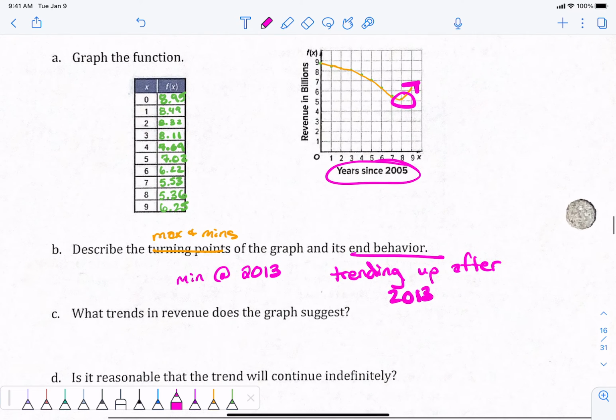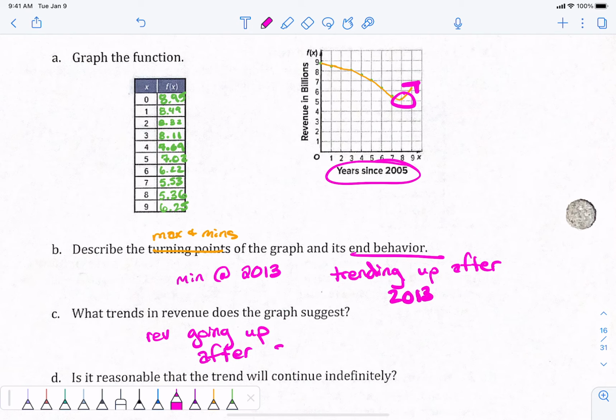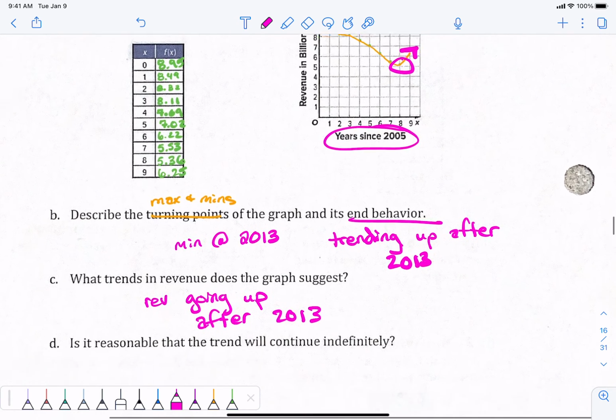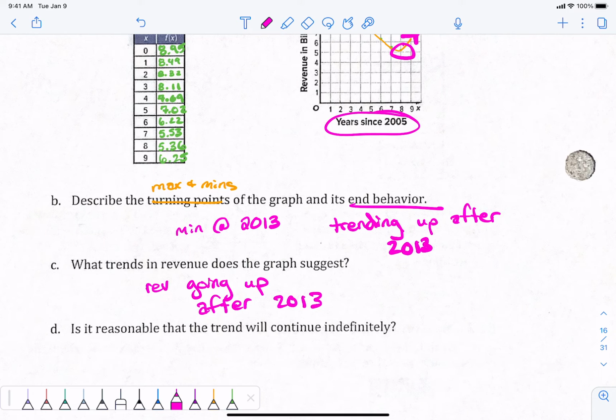Okay. What trends in revenue does the graph suggest? Revenue going up after 2013. Isn't it reasonable that this trend will continue indefinitely? Will it continue to go up and up and up forever and ever? Why not? What? 2020. Because 2020, right? It could go down again. Yeah, it could go down again, right?